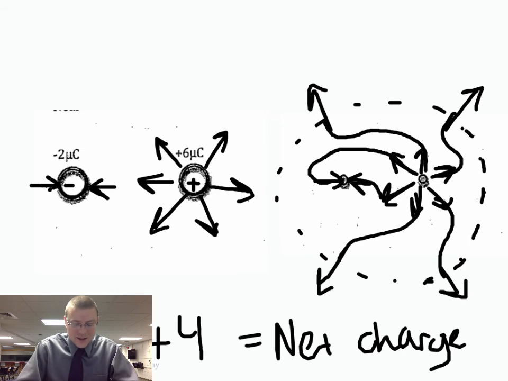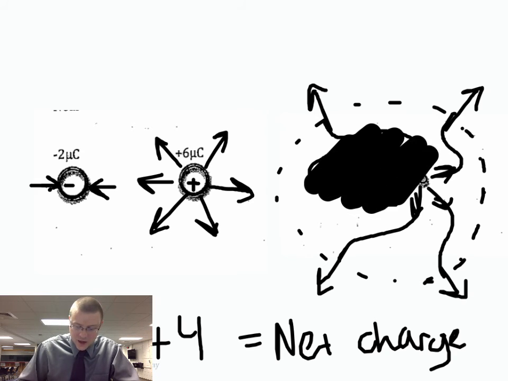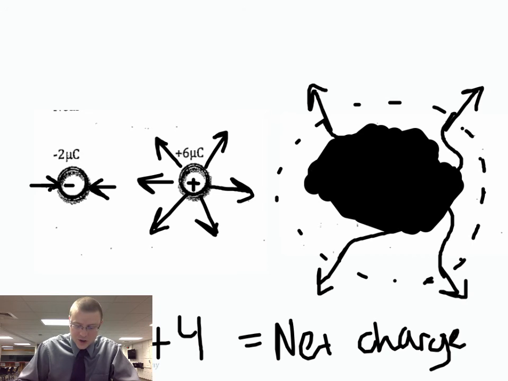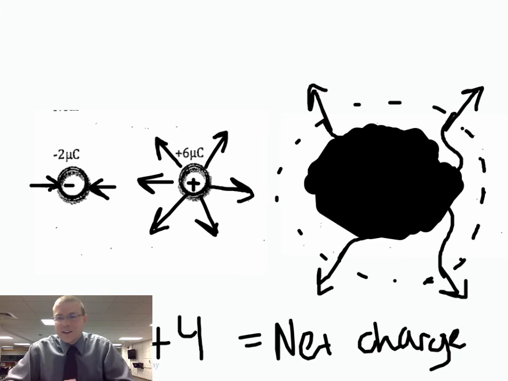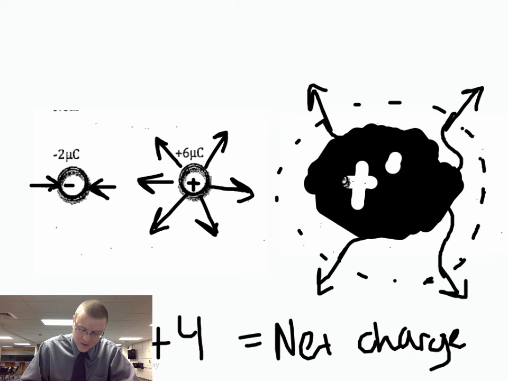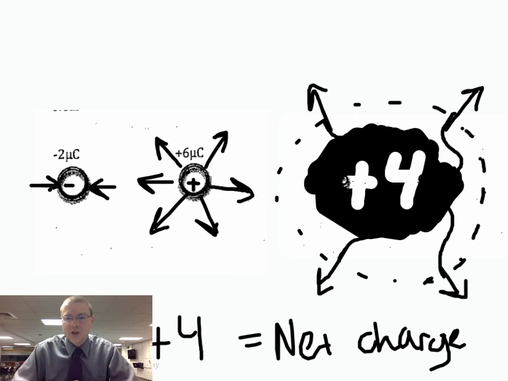If you could not see those 2 charges in the middle, if this was just one gigantic blob, and you said, okay, there's a charged object there, but I don't know what it actually is, I can see that there's 4 lines of field coming out. Those 4 lines must tell me that there must be a +4 charge in the center.